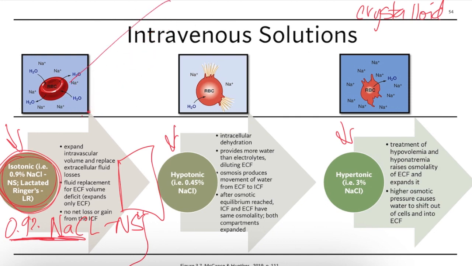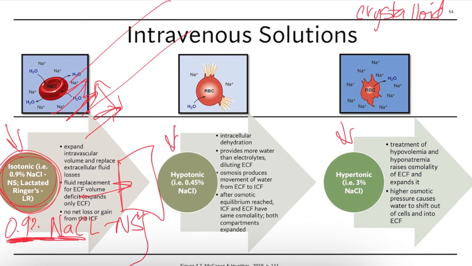It just goes in and fills this space because it's giving you a solution that has the same osmolality as what's already in here and what's here. And so it's not going to move. The fluid's not going to shift. So normal saline at 0.9% in that bag is what gives us that ratio.